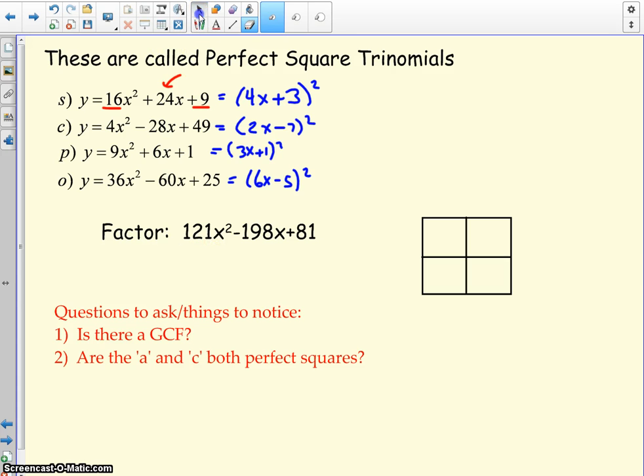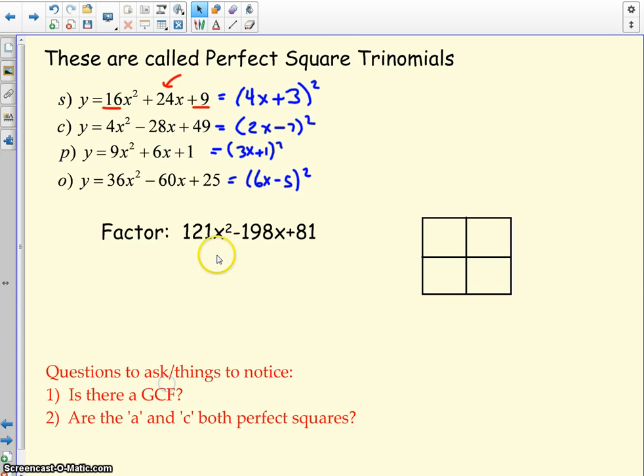So let's try this one right here. 121x squared minus 198x plus 81. So if I throw this into here, 121x squared and 81. So is 121x squared a perfect square? Yes, it is. I'm going to try doing 11x and 11x. Okay, is 81 a perfect square?